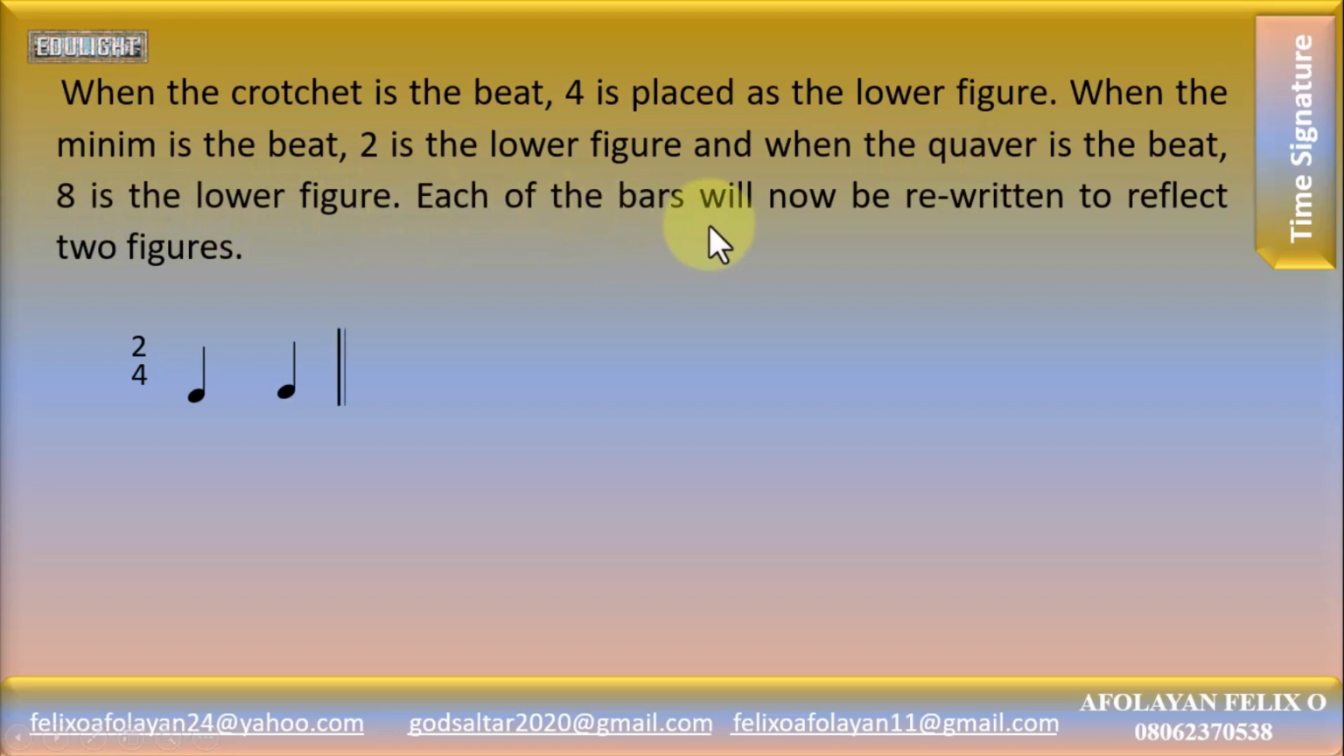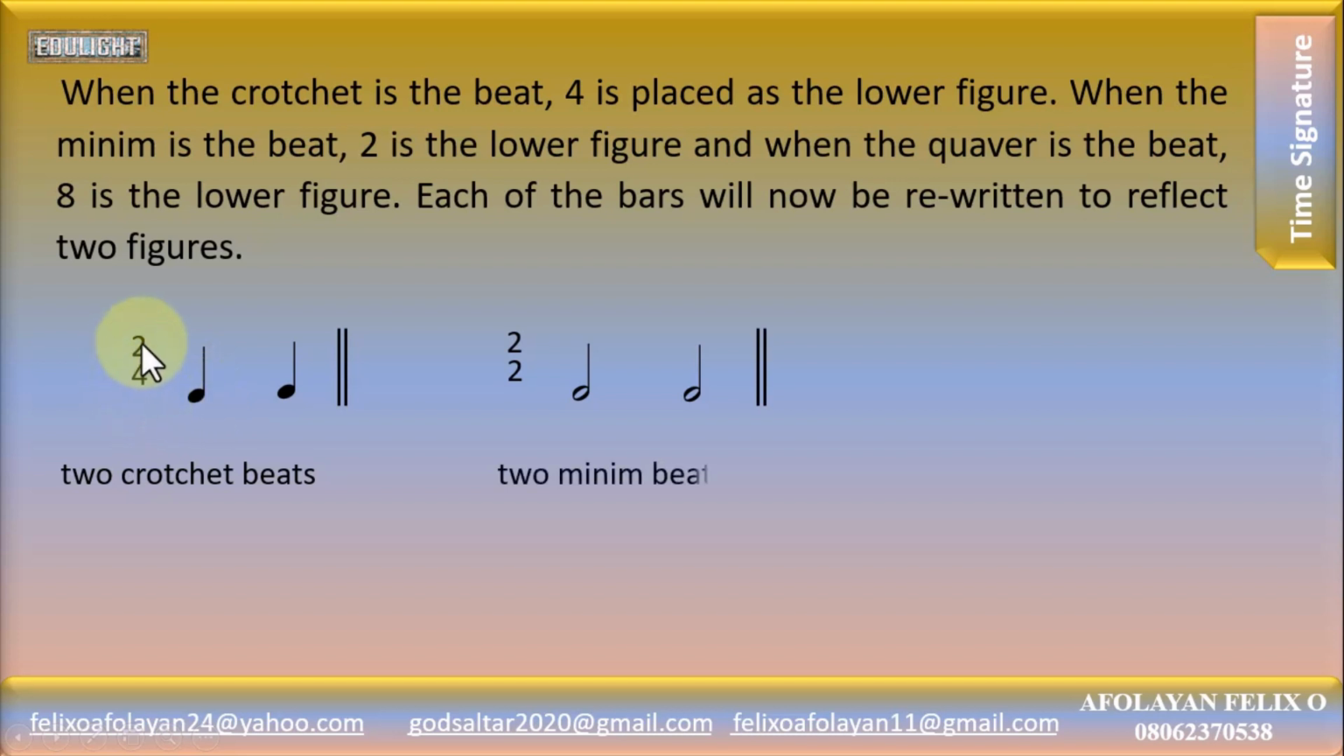Each of these bars will now be written to reflect 2 figures. Now look at this. This is 2 crochet beats in a bar. Since we have crochet, it means 2 crochet beats in a bar. 4 is representing crochet. 2 is representing the number of beats, the number of crochet beats.